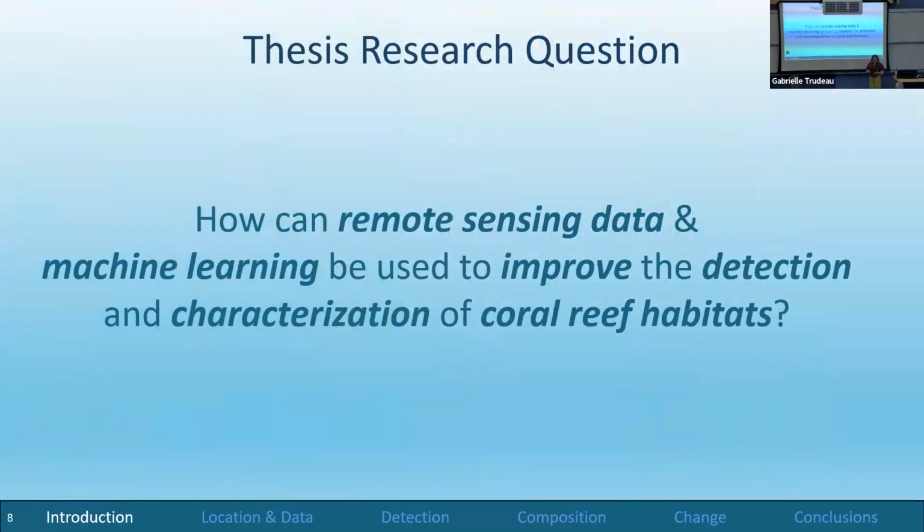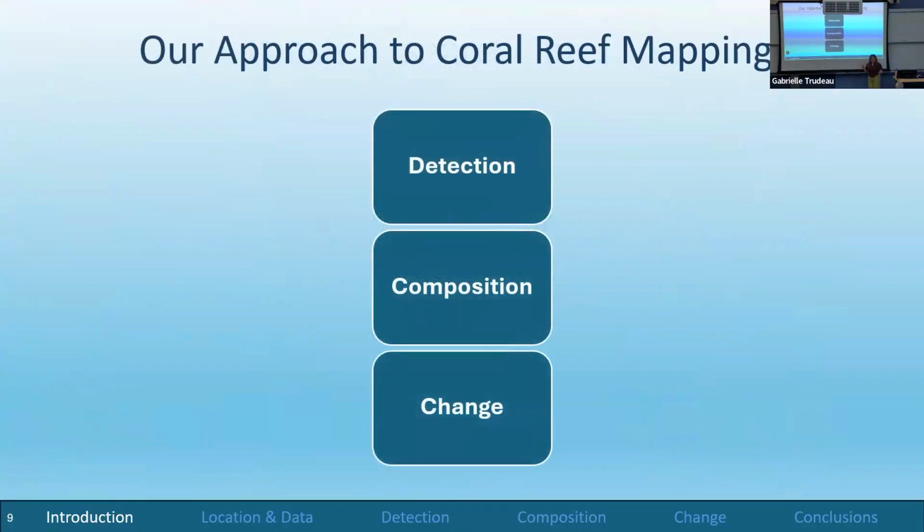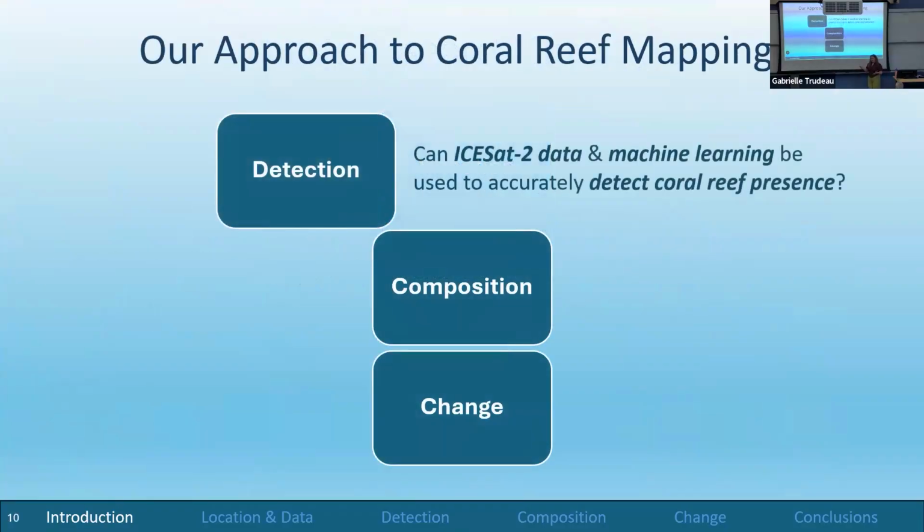I am attacking this gap with the research question of how remote sensing data and machine learning can be used to improve the detection and characterization of coral reef habitats. I'm breaking this up into 3 distinct chapters that kind of build on one another. So detection is really going to focus on this use of ICESat-2 data, machine learning, and how we can integrate those things to detect coral presence.